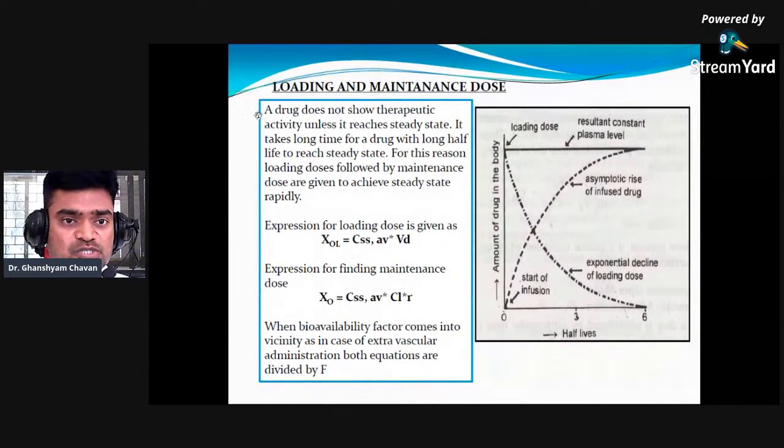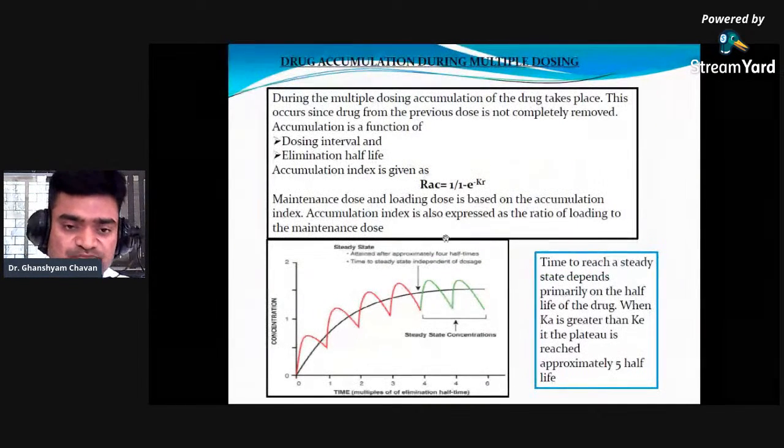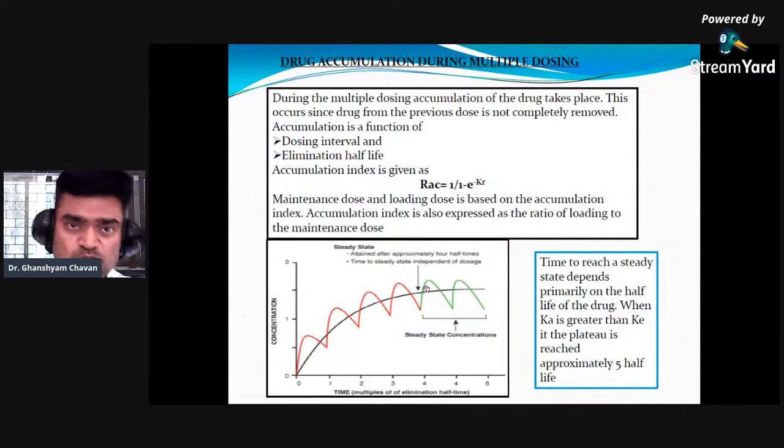So here students, a drug does not show therapeutic activity unless it reaches the steady state. In the last slide we discussed what steady state is. So from this point it has attained the steady state concentration, and from this point the drug will show its effects. Any drug, if you want it to show its therapeutic effect, must attain the steady state concentration.